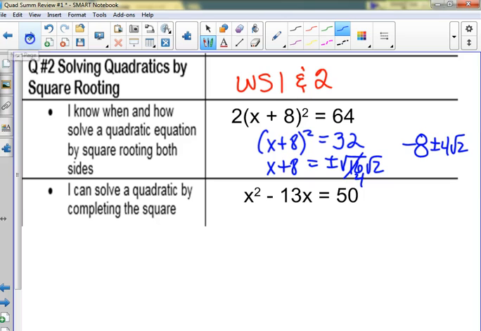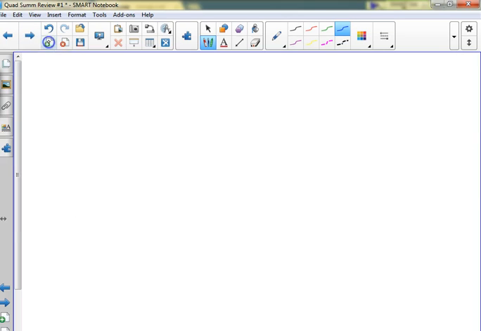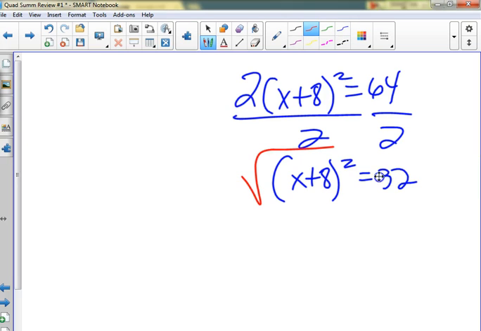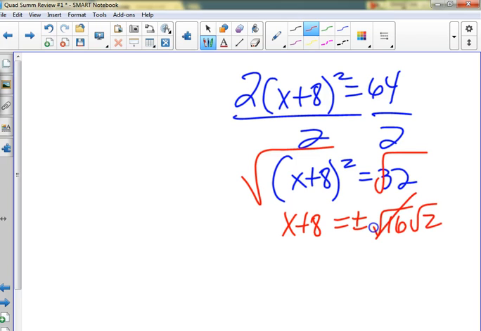Yes, I'm seeing some people going, 2 times x plus 8 squared, 64. Divide by 2, x plus 8 squared, 32. Square root, x plus 8, plus or minus, and this is 16 times 2. So this is 4 square roots of 2.